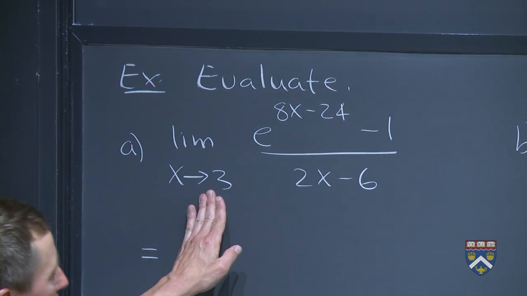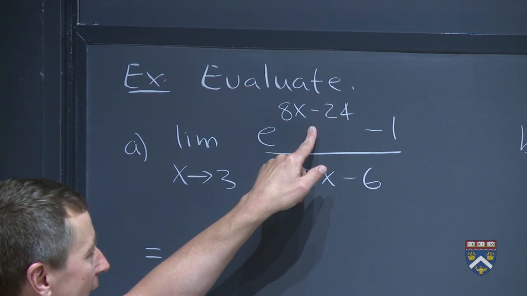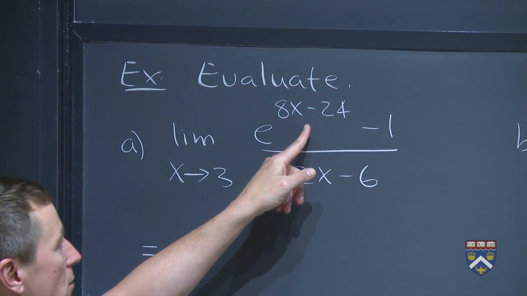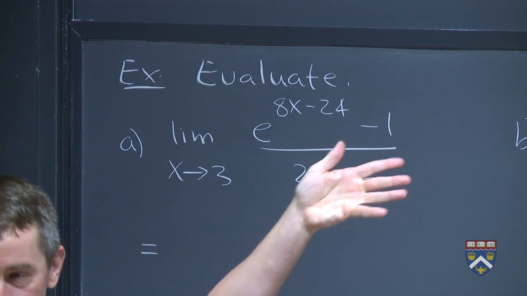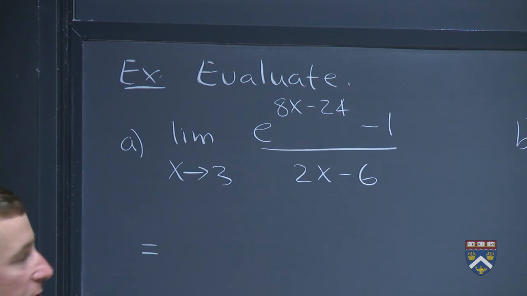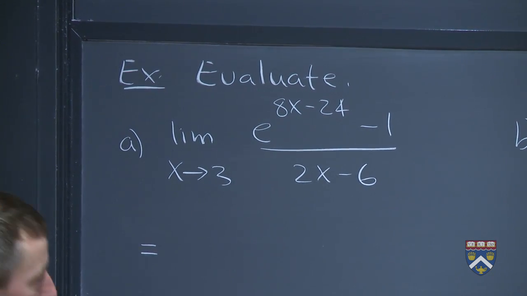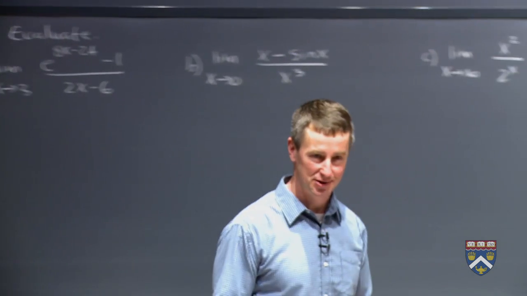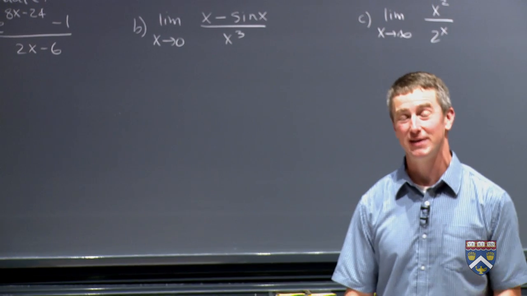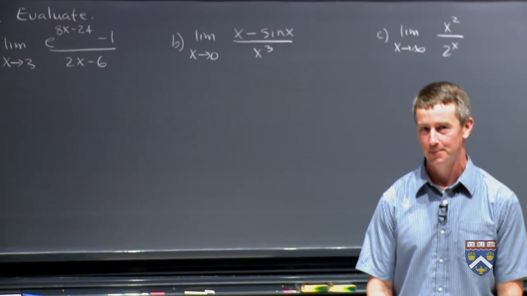So as x goes to 3, the exponent here goes to 0. So we get e to the 0, which is 1, minus 1 on the top. So the top is going to 0, and so is the bottom. So first thing you should ask yourself, or that I'd like to ask you, is it true that 0 over 0 is always equal to 1?